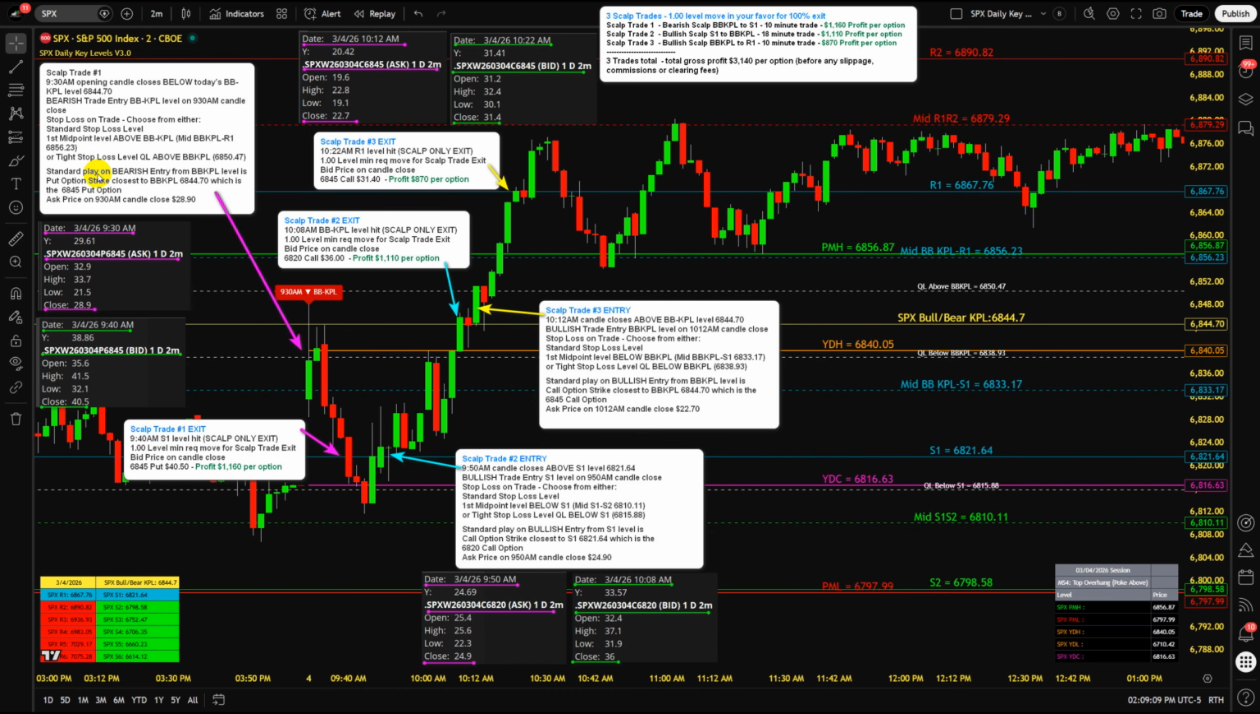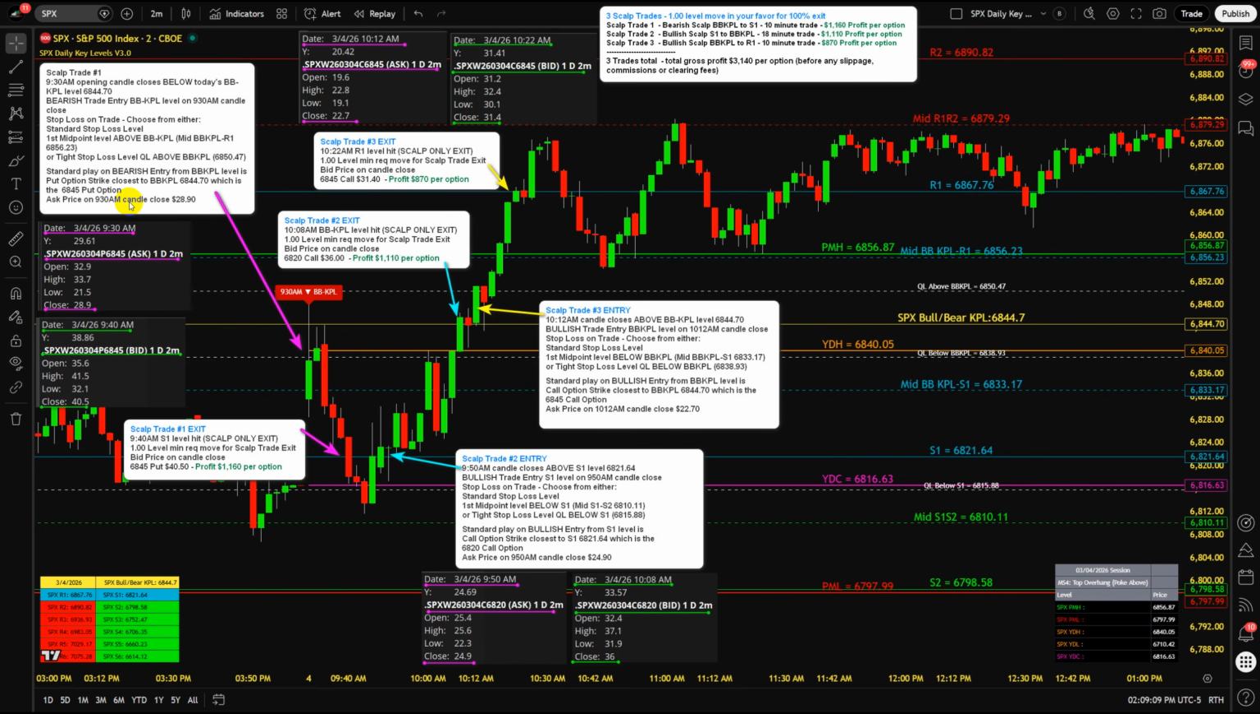But just to keep in mind, this is going to be a condensed session, so for these scalps today, we're only going to look at the standard play, which is going to be the strike closest to the level that we're taking the trade from. So in this case, the level we're taking the trade from, the BBKPL is 68.4470. So the closest strike to that is going to be the 68.45 strike, and of course it's going to be a put option since this is a bearish play.